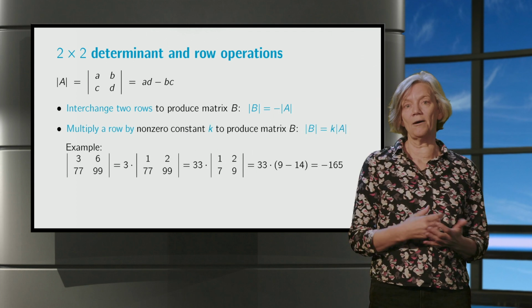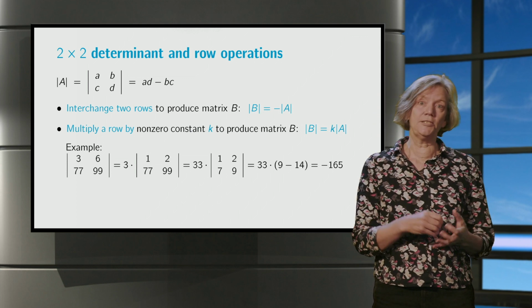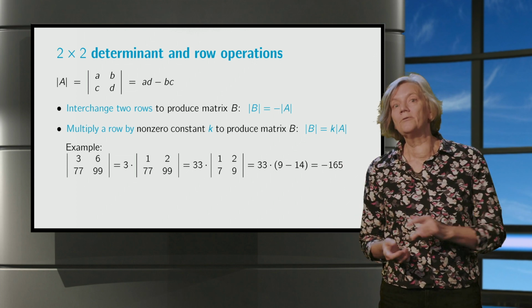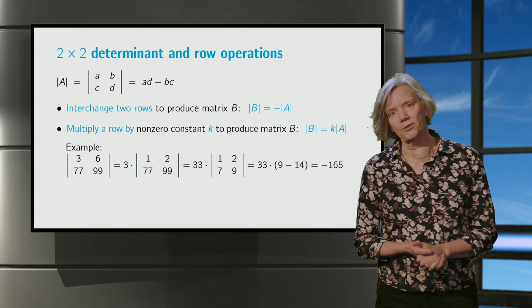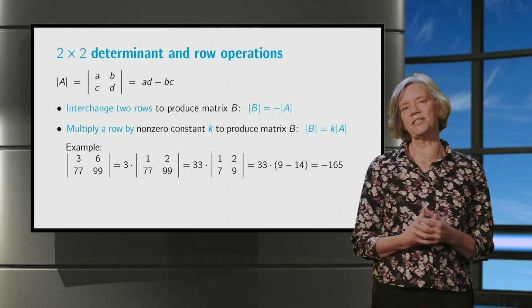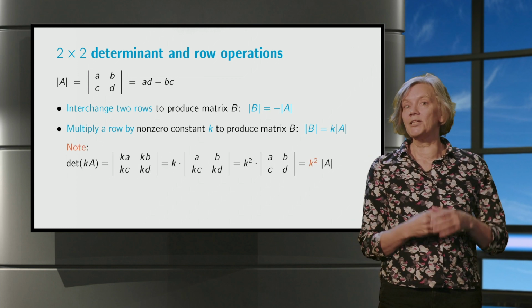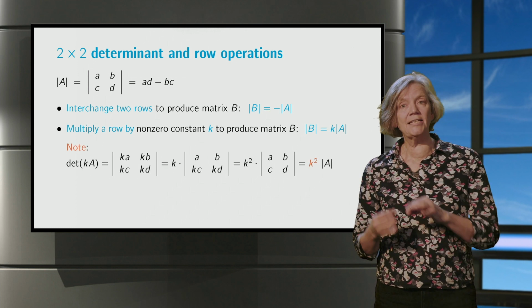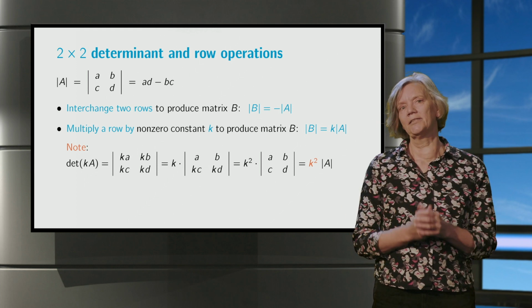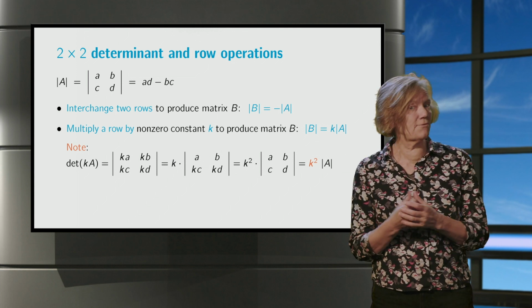If a row has a common factor, you can pull that common factor out of the determinant, and a 3 is pulled out of the first row and an 11 out of the second row. The elements of the determinant are now smaller and easier to handle. A consequence of this property is also that the determinant of k times a 2 by 2 matrix A is k squared times the determinant of A, because A has 2 rows with common factors k.